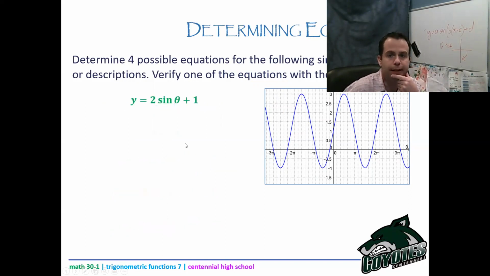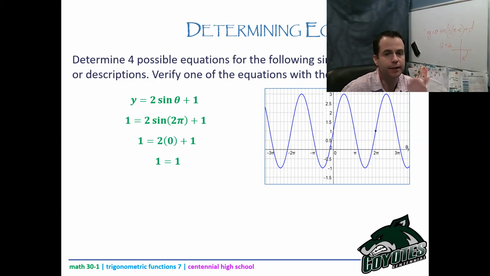All right, for the next guy, oh, we're going to verify, sorry. So the point, I'm going to use the sine graph with no phase shift. And the point I chose was 2 pi comma 1. Sine of 2 pi is 0. So I end up with 2 times 0. Very quick verification to say 1 equals 1.